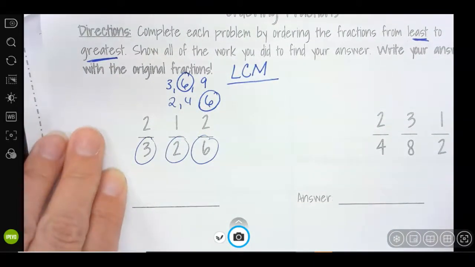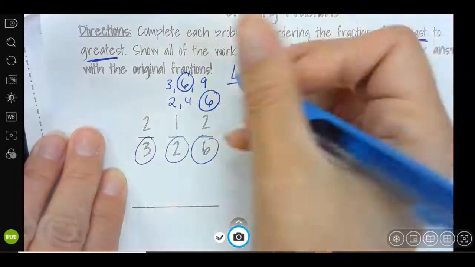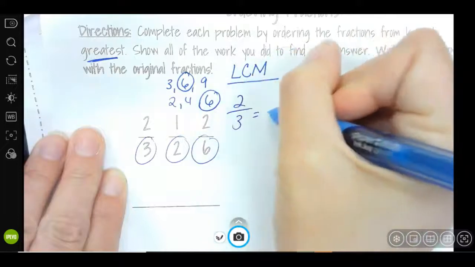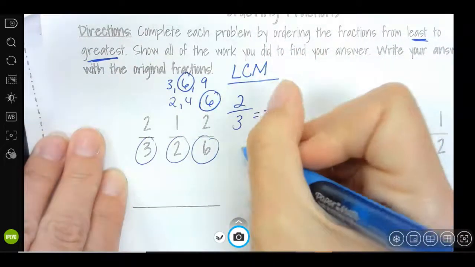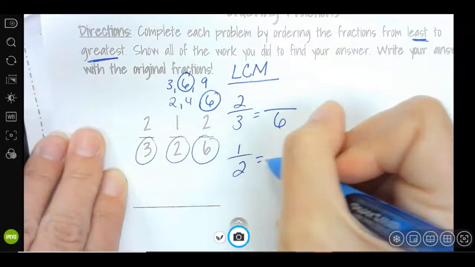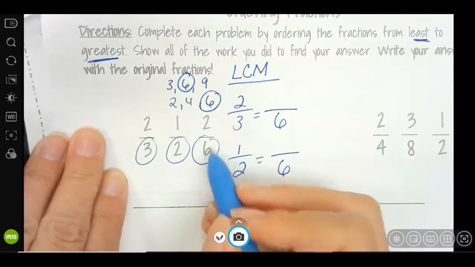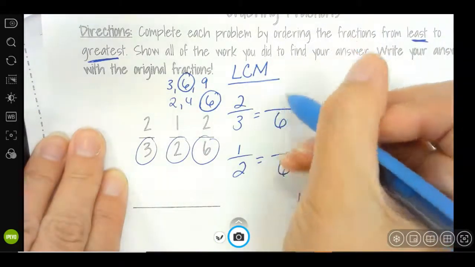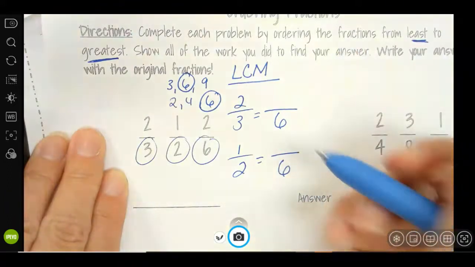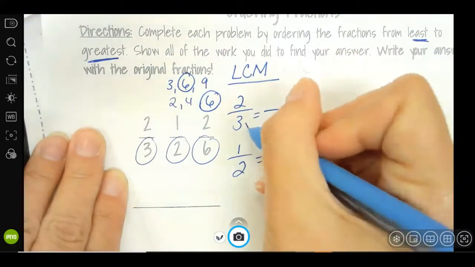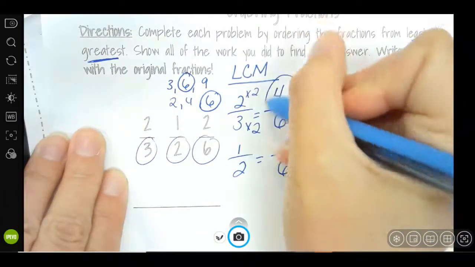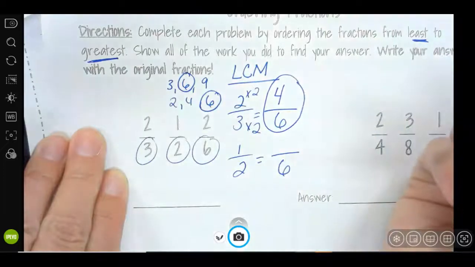So let's make all of these fractions have a common denominator of 6. So 2/3 has a common denominator of 6. 1/2 has a common denominator of 6. Do I need to do anything to 2/6? No, because it already has 6 as a denominator. So let's find our missing numbers. How do we go from 3 to 6? Multiply by 2. Good. So 2 times 2 is 4. So that's our final fraction.